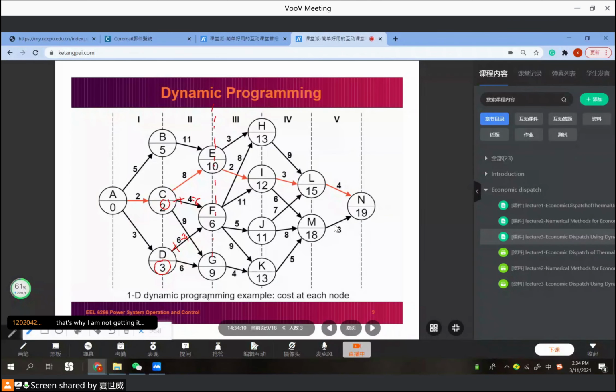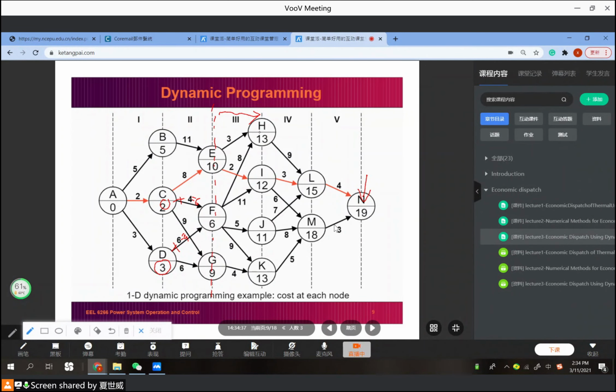Our problem is that we want to write this stage. Okay. So let's continue and repeat this procedure. So we go to the next stage. Next stage there are 4 stops. So if you arrive at H, how to get H? You can go from E to H or F to H.